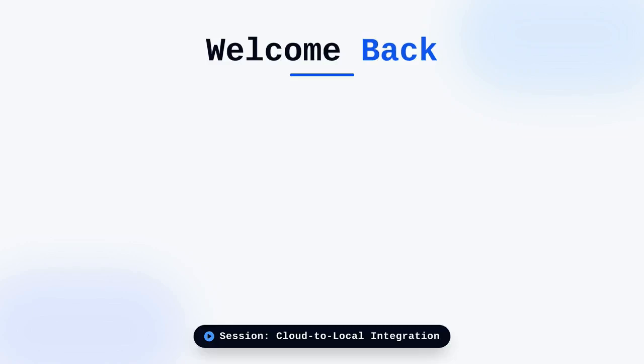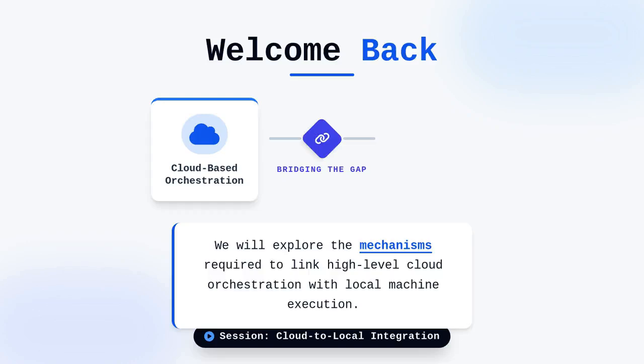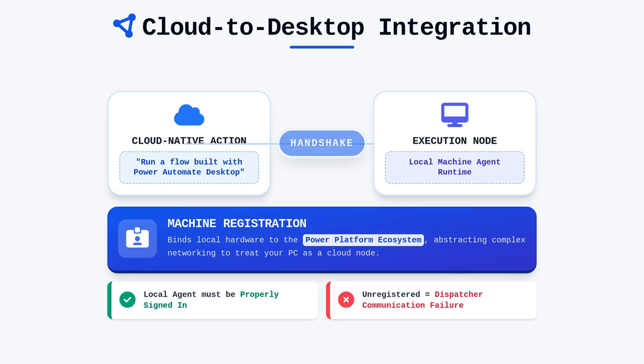Welcome back. In this session, we will explore the mechanisms required to bridge the gap between cloud-based orchestration and local desktop automation. The primary interface for this integration is the cloud-native action titled Run a Flow built with Power Automate Desktop. When you drop this action into your cloud flow, you are effectively signaling the Power Automate service to initiate a handshake with a designated agent installed on your machine.